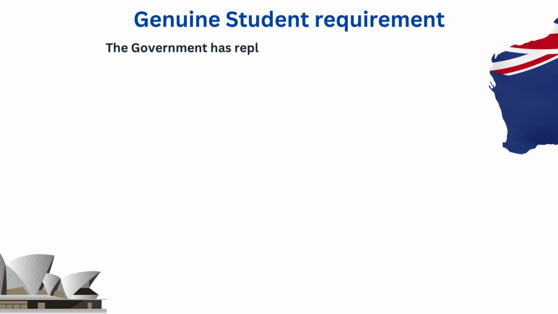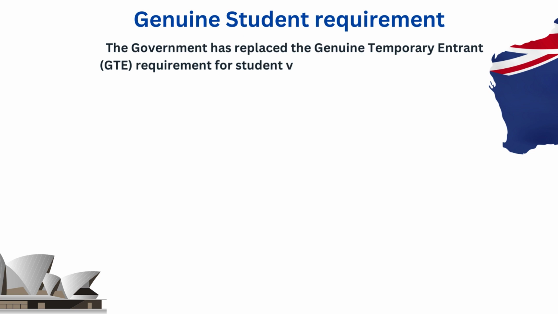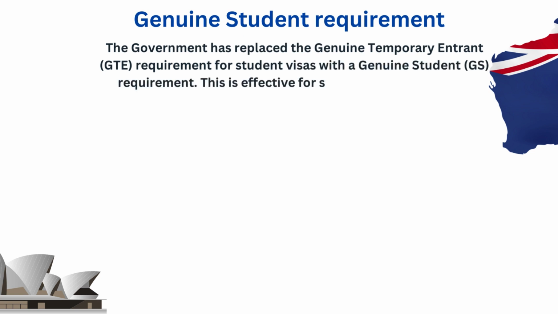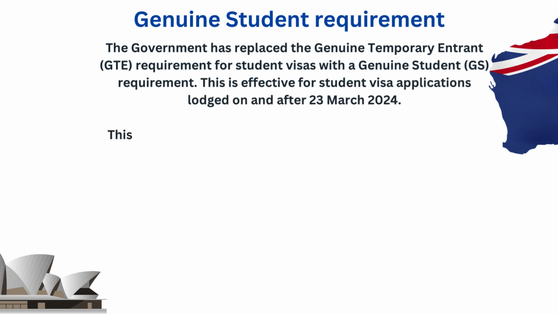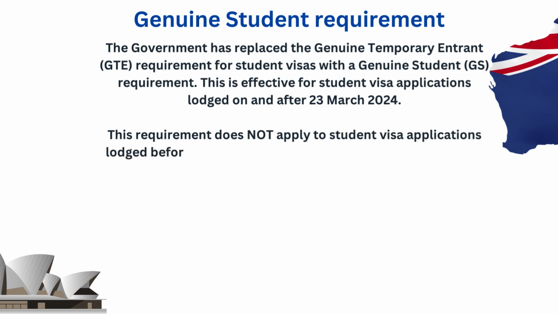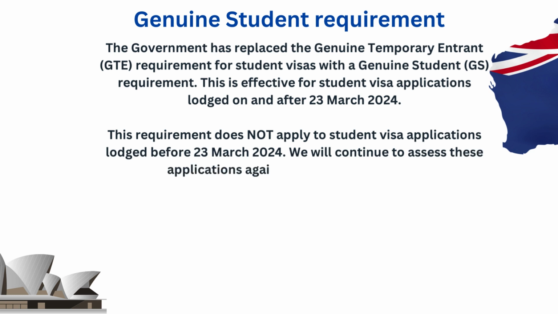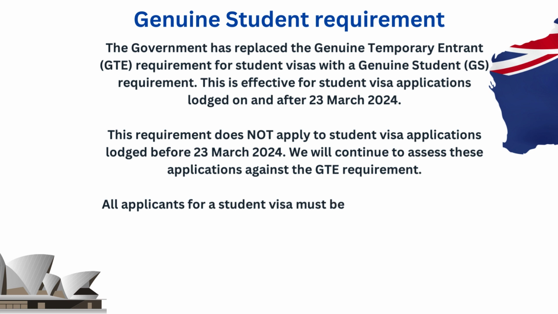The government has replaced the Genuine Temporary Entrant (GTE) requirement for student visas with a Genuine Student (GS) requirement. This is effective for student visa applications lodged on and after March 23, 2024. This requirement does not apply to student visa applications lodged before March 23, 2024. We will continue to assess these applications against the GTE requirement.